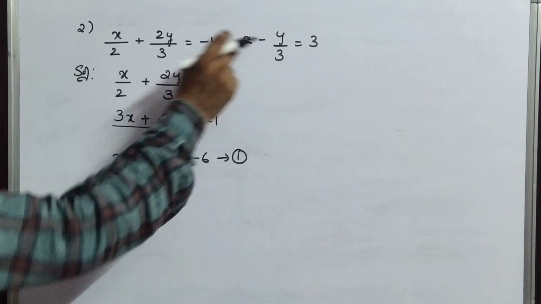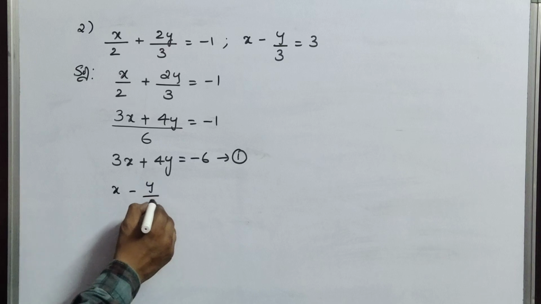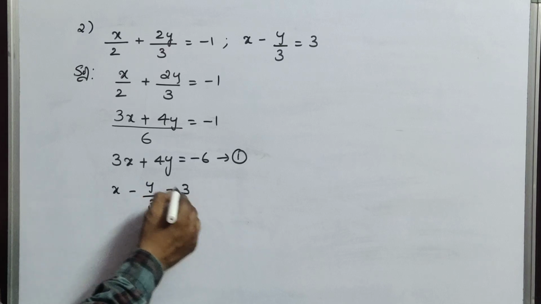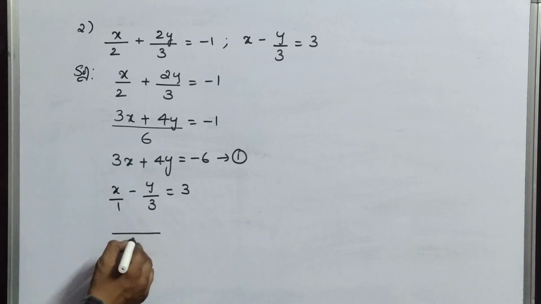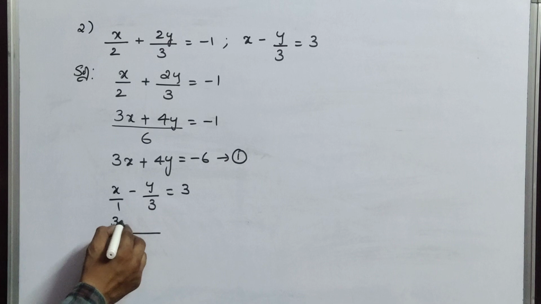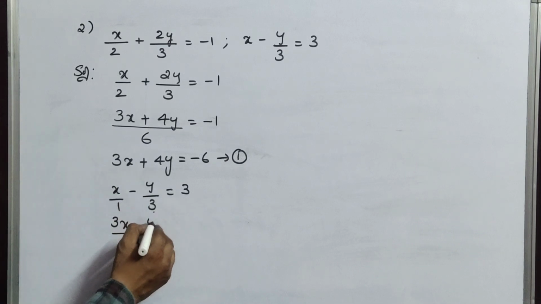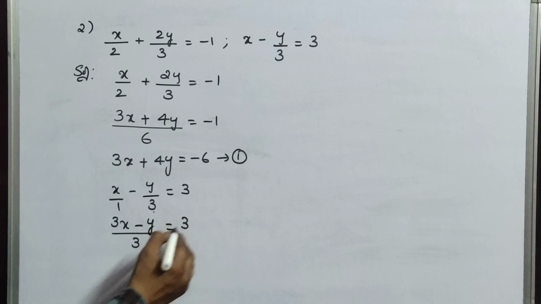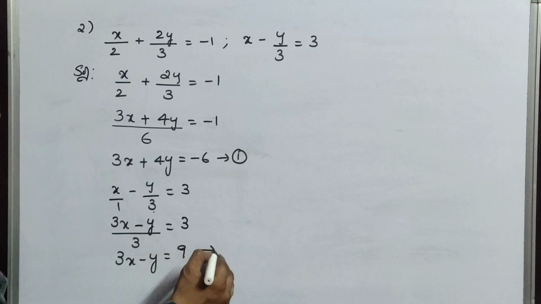Now come to the second equation. x minus y by 3 equals 3. Again, for 1 and 3 the LCM is 3. So 1 times 3, 3x, minus 3 times y, that is y, equals 3. That is 3x minus y equals 3 threes are 9. So that is equation 2.